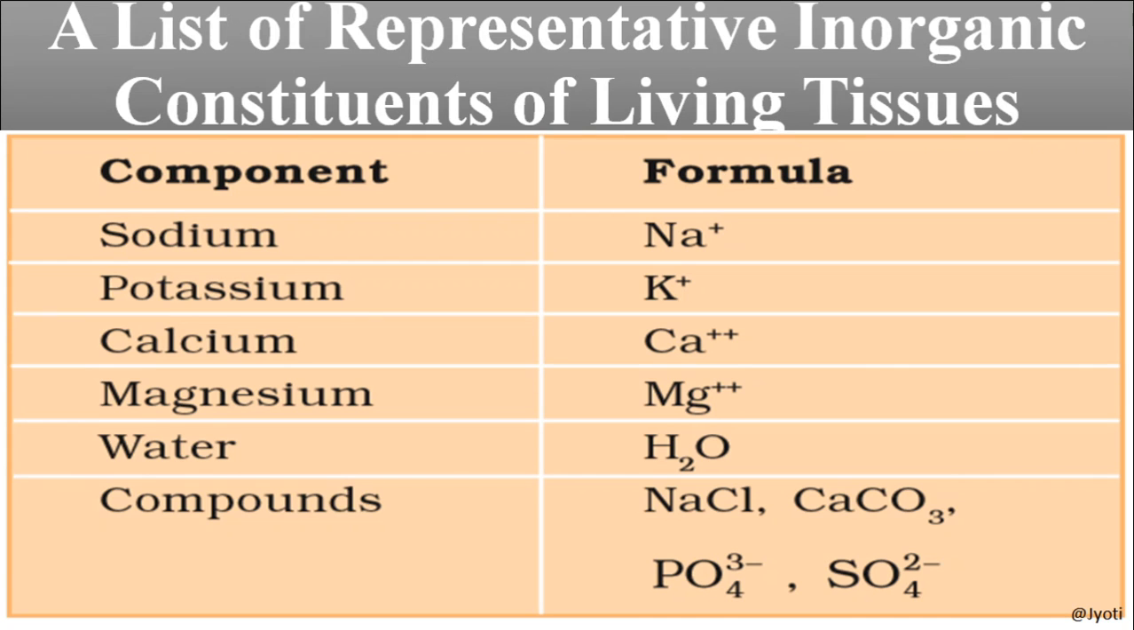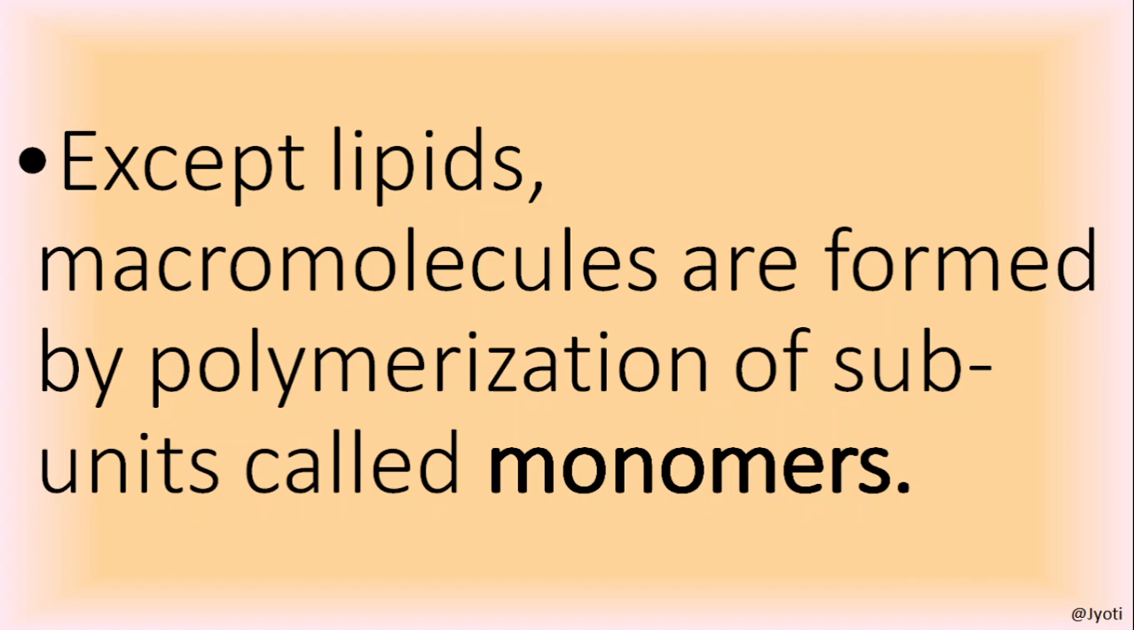So this is a list of representative inorganic constituents of living systems. Sodium, the formulas are given. So sodium, potassium, calcium, magnesium, water, and compounds like NaCl, CaCO3, phosphate, sulfate. So these are the inorganic constituents present in the living system. So here, this point you have to note down, children.